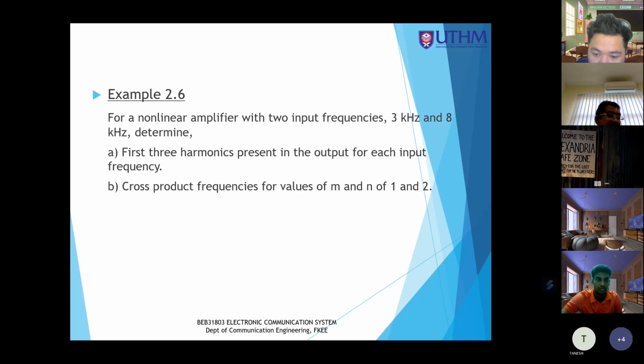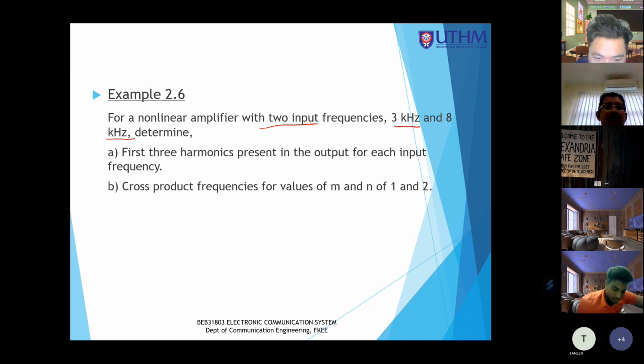So the next example is example 2.6, for a non-linear amplifier with two input frequencies. This example involves two input frequencies. Ada dua input, tadi ada satu saja. So you see that two input frequencies, which is located at 3 kHz and 8 kHz. So ada dua input, satu pada 3 kHz, satu lagi pada 8 kHz.